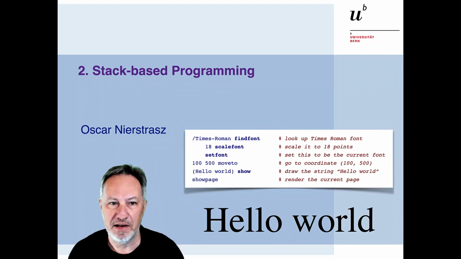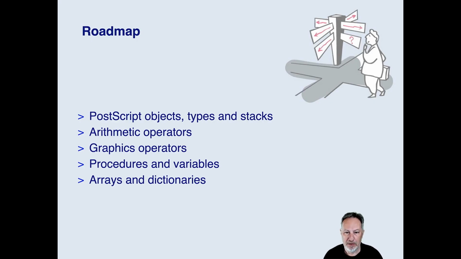Welcome to the second lecture on stack-based programming using PostScript as our example language. So the outline for today, first we'll have a quick introduction to the basic concepts of the PostScript language, including objects, types, and stacks. We'll look at arithmetic operators, graphics operators, we'll see how we can define our own procedures and manage variables, and finally at the end we'll see how, with the help of the dictionary stack, we can create higher level abstractions.